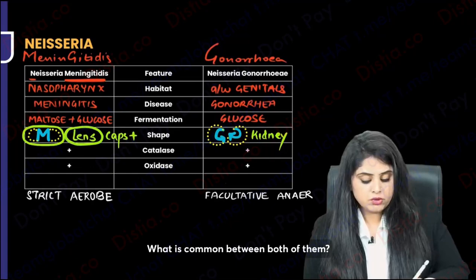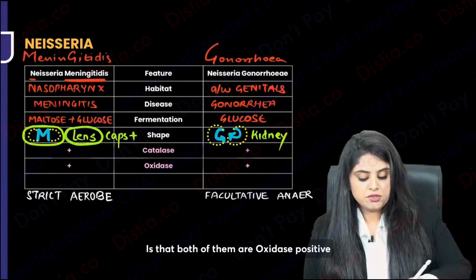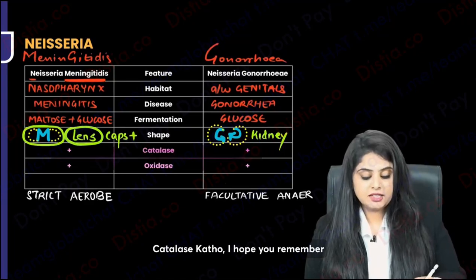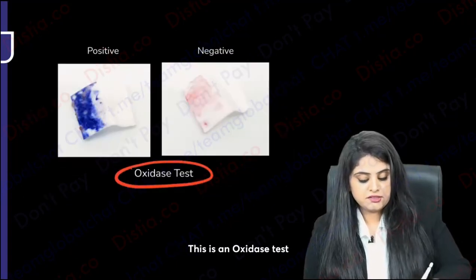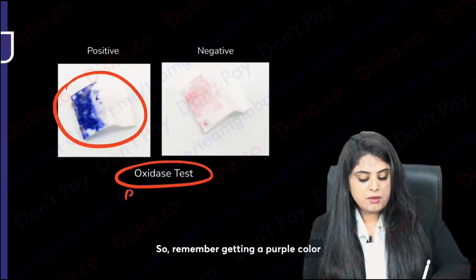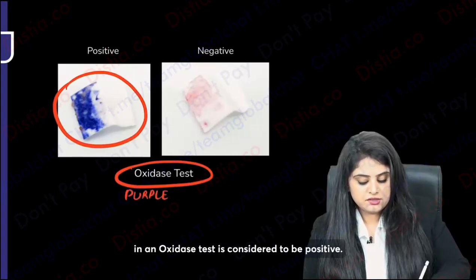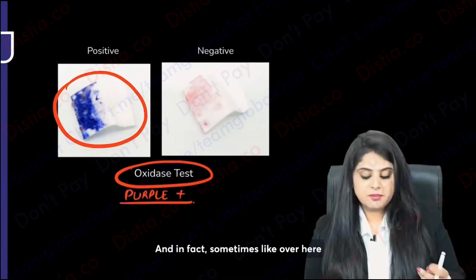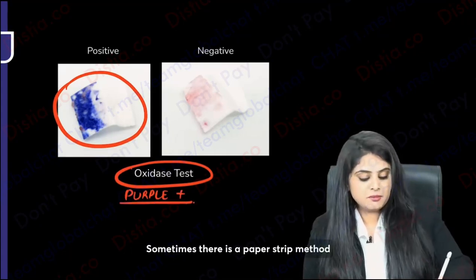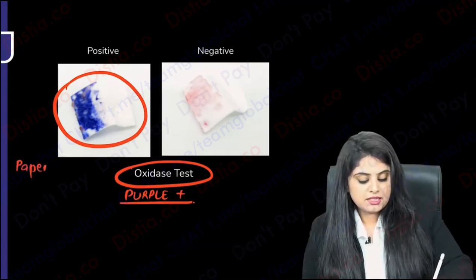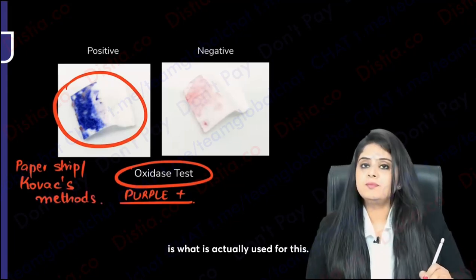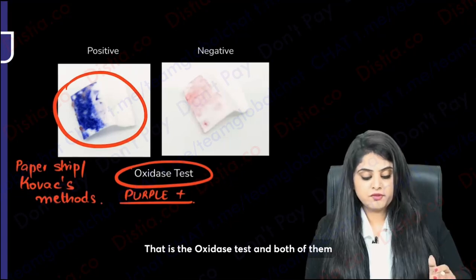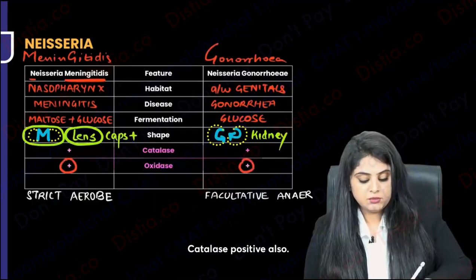What is common between both of them is that both of them are oxidase positive and both of them are catalase positive. Catalase, I hope you remember, you've seen the test earlier. The test for oxidase is this, guys. This is an oxidase test in which you get a deep purple color. So remember, getting a purple color in an oxidase test is considered to be positive. And in fact, sometimes, like over here, can you see it's a paper test? Sometimes a paper strip method is used for the same, and that paper strip method is known as the Kovacs method. So the paper strip or the Kovacs method is what is actually used for this. That is the oxidase test, and both of them are going to be oxidase positive, catalase positive also.